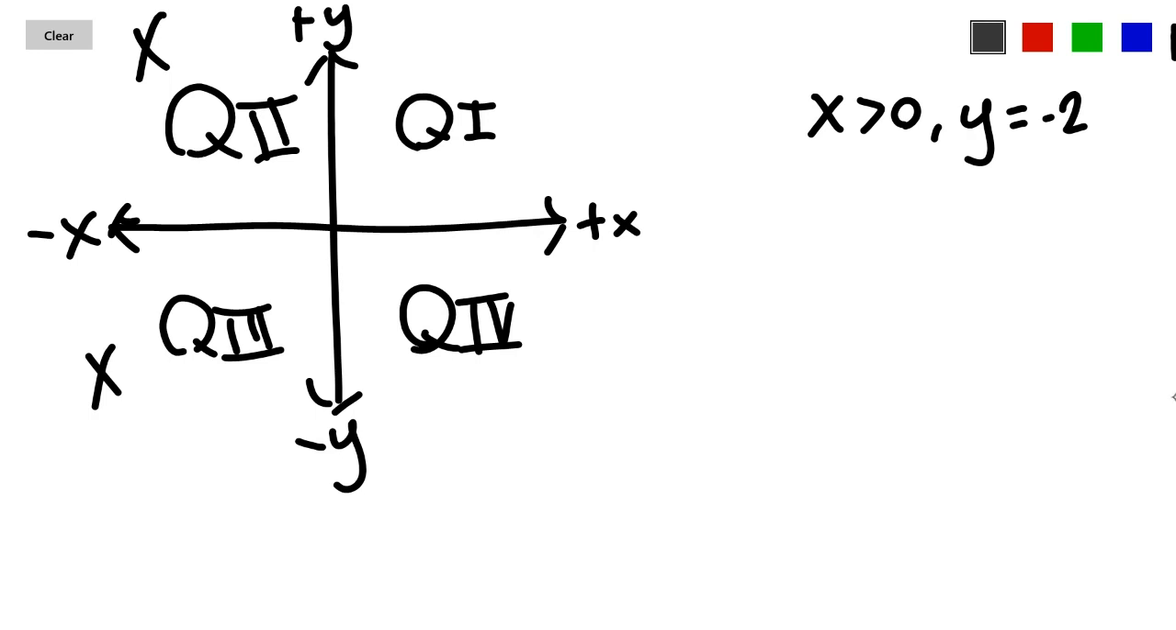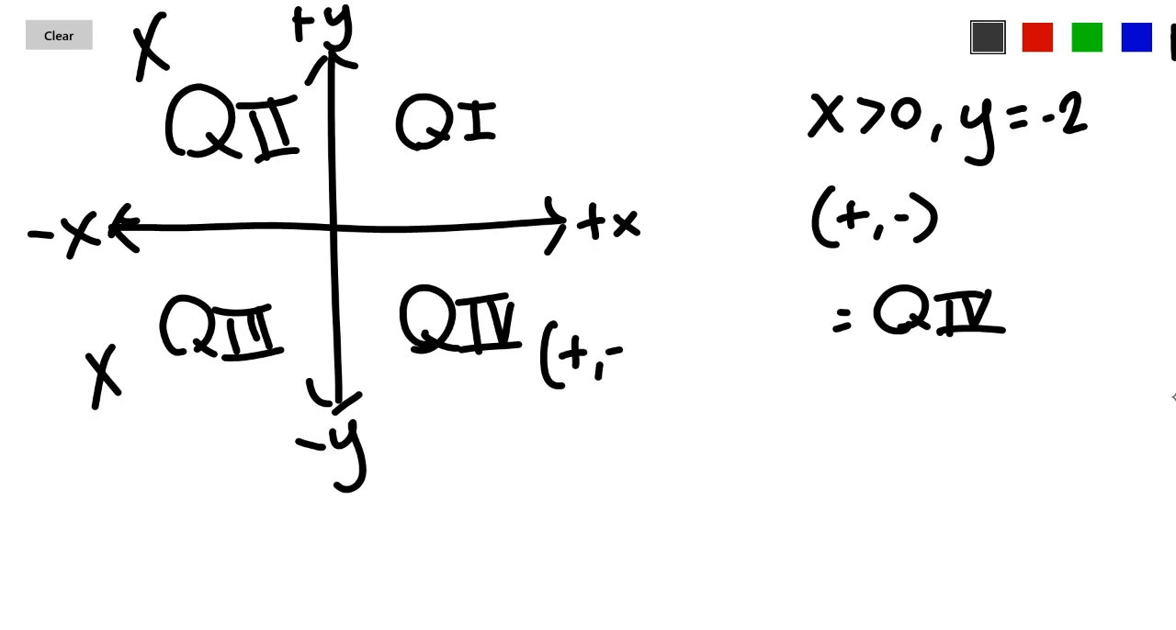So the signs that we have for our coordinate are positive x and a negative y. And notice which quadrant that fits into. That fits into quadrant number 4, because it is positive along the x direction and negative in the y direction. All of the values in quadrant 4 are going to have positive x values and negative y values. So for any point with this scenario, it's going to be in quadrant 4.